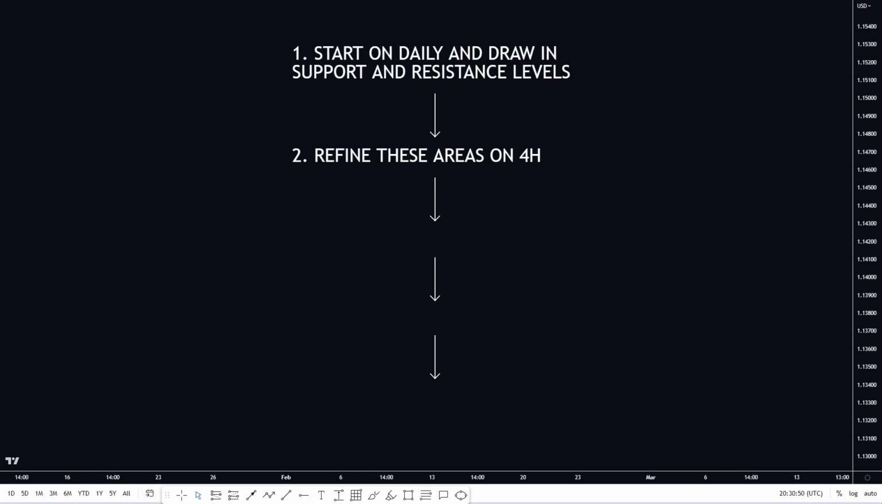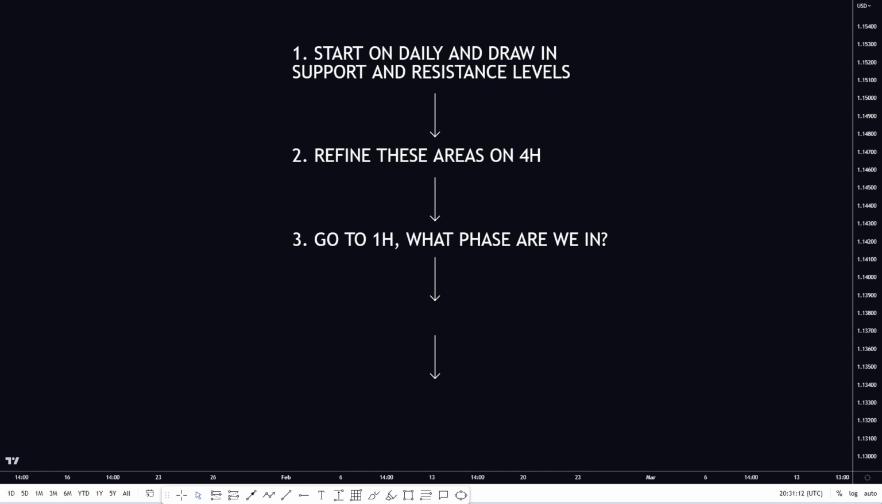So now what I could do is go down to the 4-hour time frame, make sure my daily support and resistance levels are in the right place, and make sure there aren't any other areas on the 4-hour that I'm missing. Now I've got a really good idea on the higher time frame of where my areas of support and resistance are. So the next thing I could then do is go to the 1 hour.